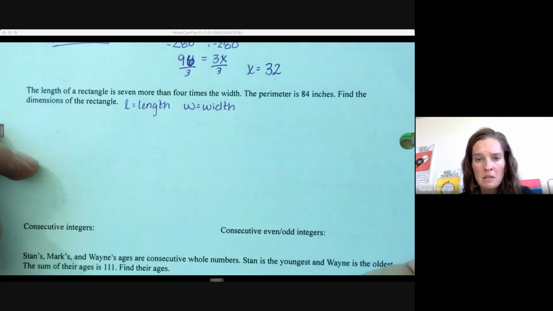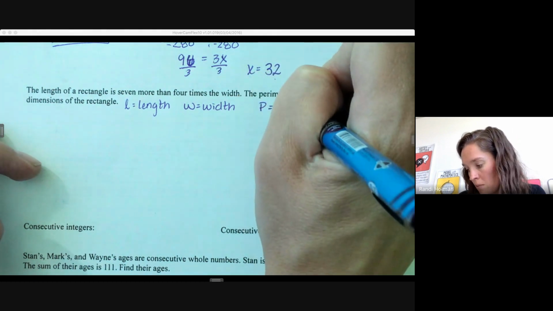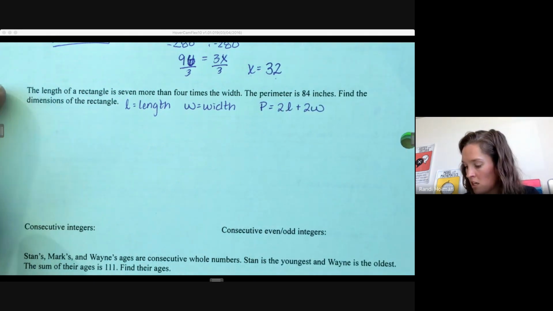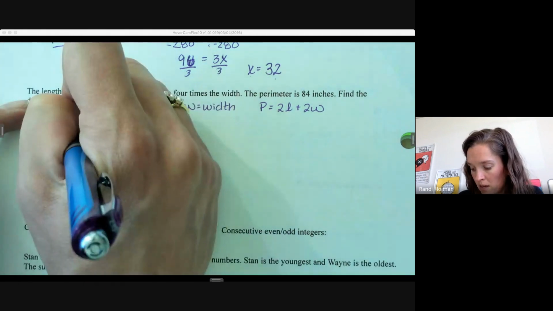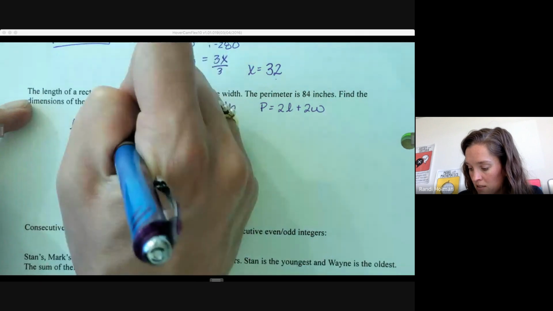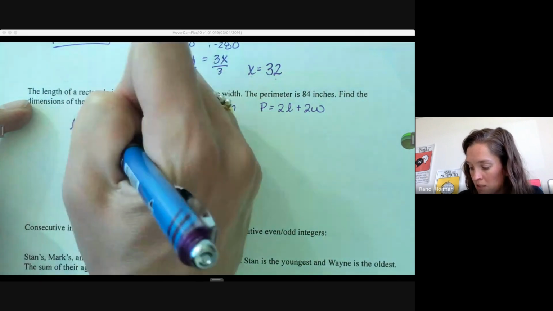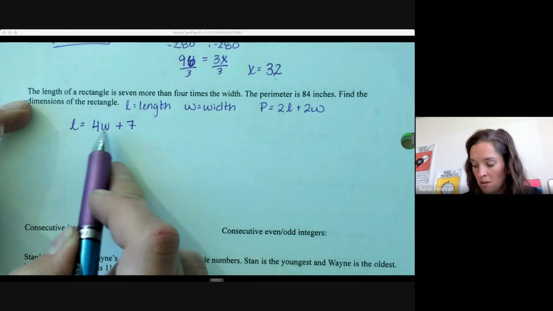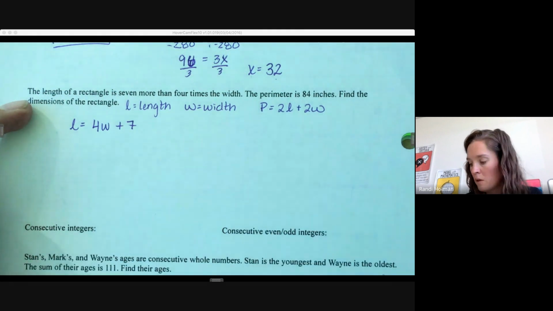Okay, we have to know some other things here in advance too. If I'm looking at a rectangle, how we find the perimeter is we have 2 lengths plus 2 widths. Okay, so we're going to use that information. And we know the length of the rectangle, we define that as L, is 7 more than, so we're going to add 7 to something, 4 times the width. So the length of the rectangle is 7 more than 4 times the width. And we know the perimeter is 84.